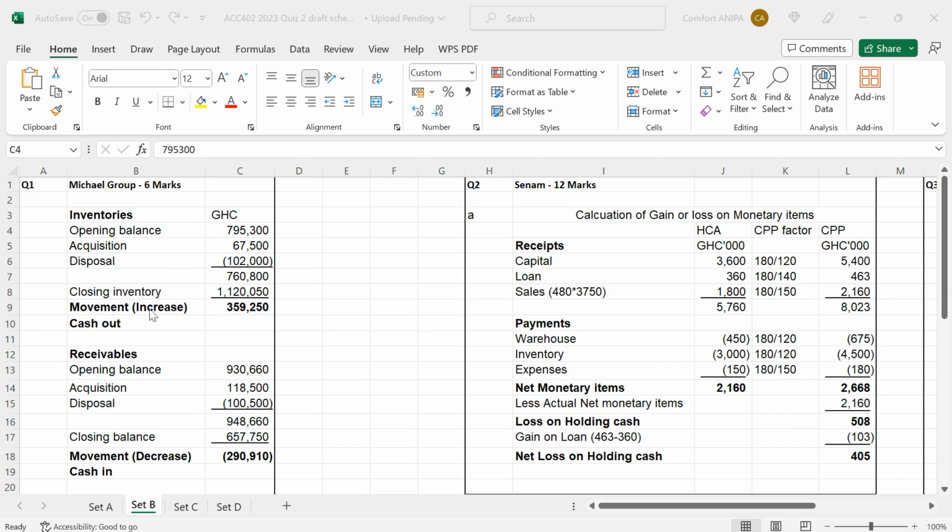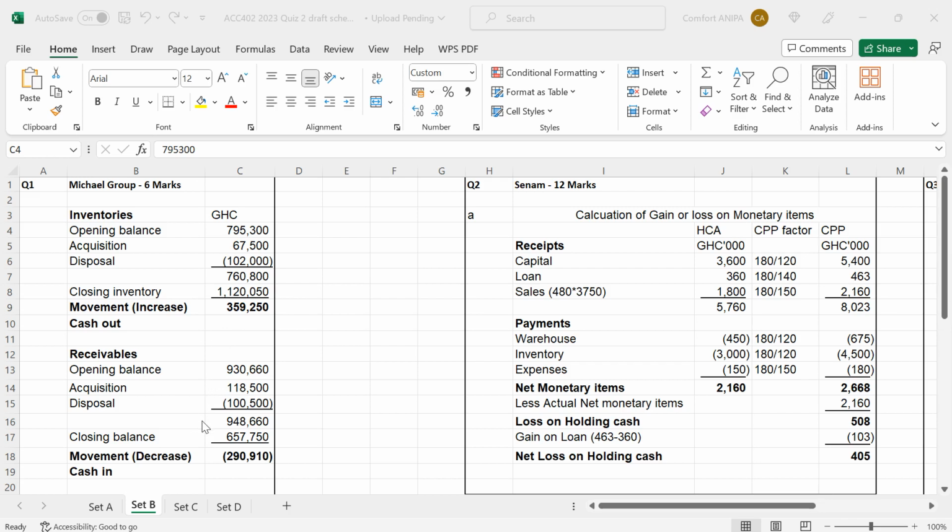An increase in inventory is an indication that cash is going out. We have used cash to buy more inventories. That's what the interpretation is. So this is a cash out item. So you have to show that there is increase in inventory of 359,250, or that there is cash outflow of 359,250. Like I said, you could use your T account or you use this form. Whether you use the T account or this form, your answer should be the same, 359.